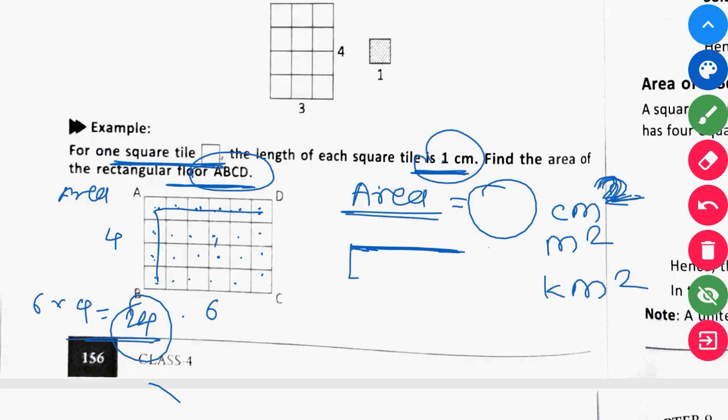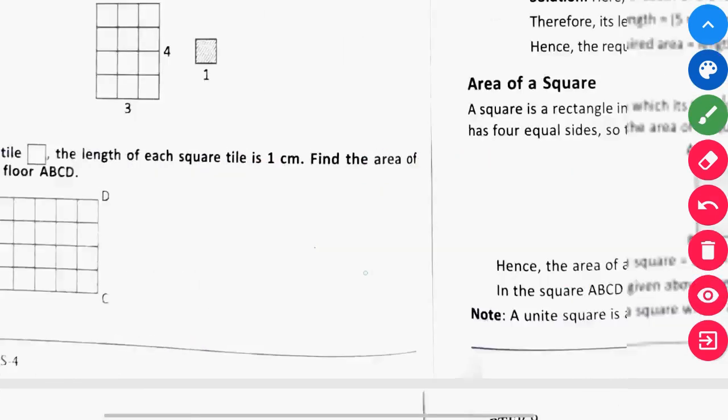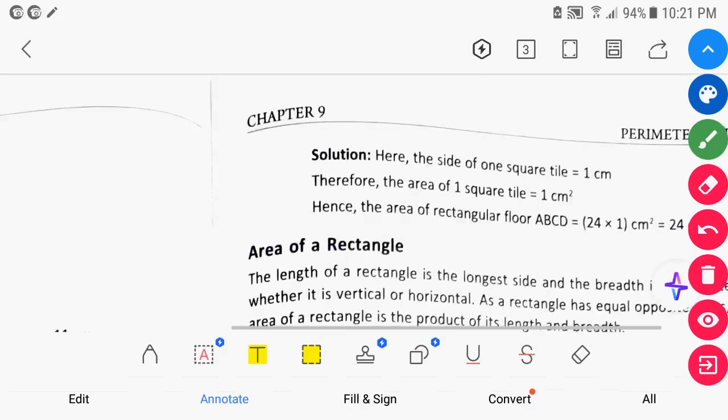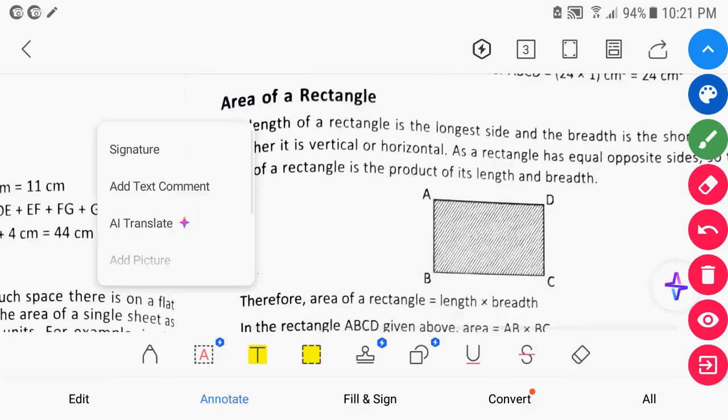So one tile's measurement is 1 centimeter square. So 24 tiles' measurement is 24 multiplied by 1, which is equal to 24 centimeter square. Okay, understood? Now we'll move ahead. Now we have to calculate the area of a rectangle.